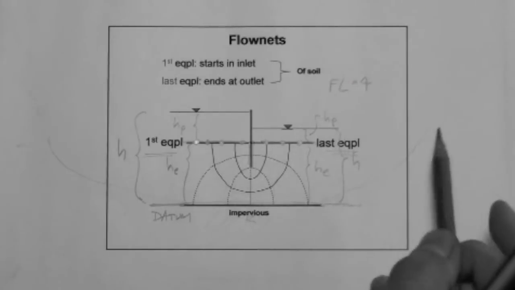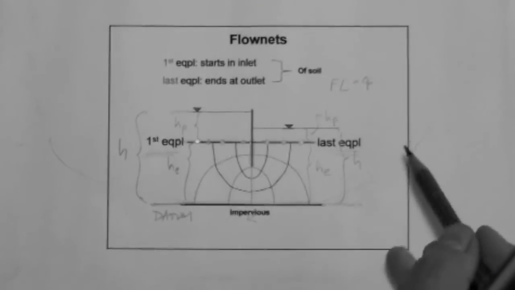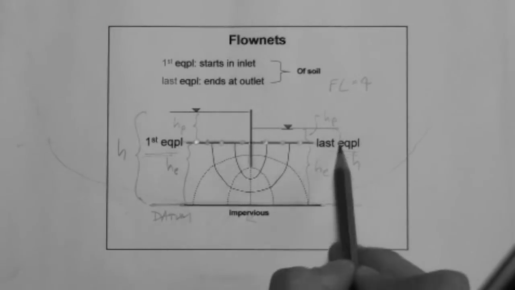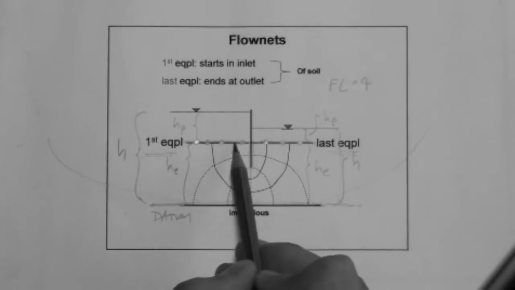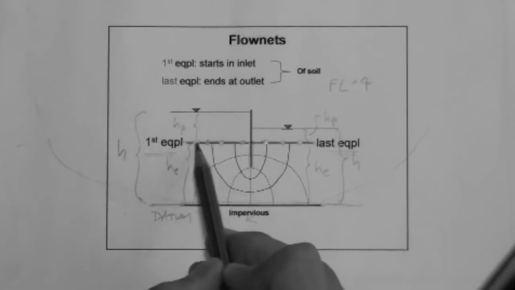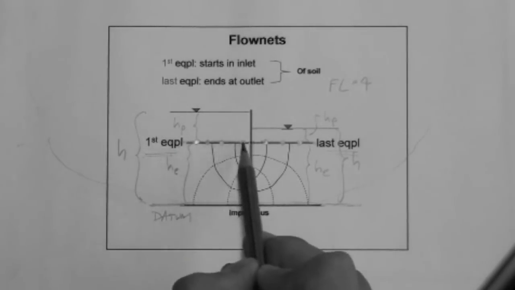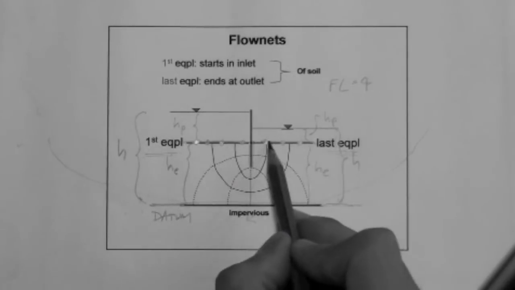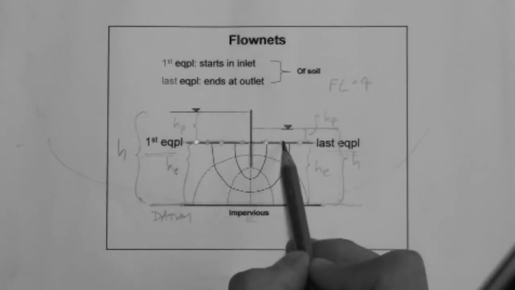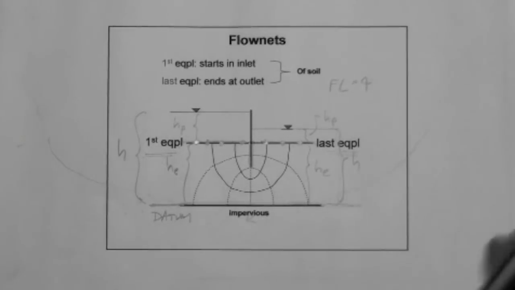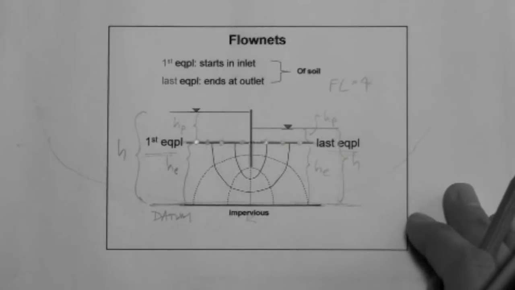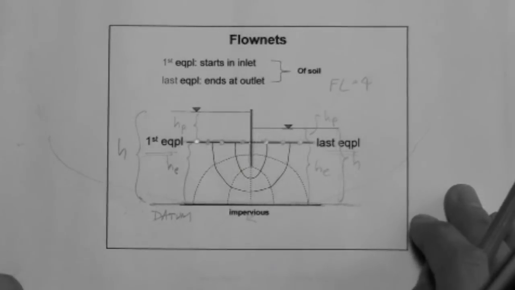line an equipotential line. Clearly, the head at this point is different than the head at any point on the opposite side of the wall. The head for any point in the upstream side is larger than in the downstream side. That's why there is flow from this point to that point and from this point to that point, etc. Okay? So it's very important to identify the first and last equipotential lines.